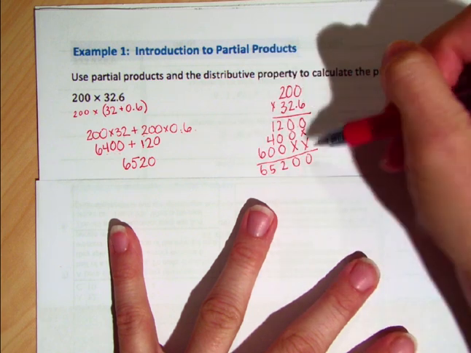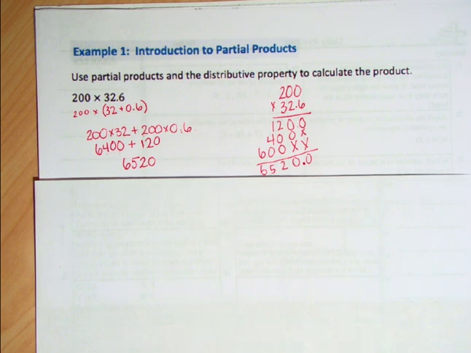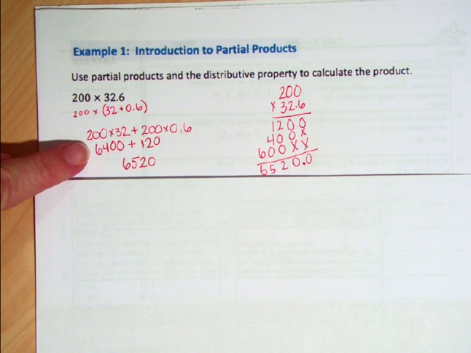We had one decimal place, so we're going to move over 1, and there is our 6,520. So it works the same way. This one was just a little bit simpler, and so it will be a lot easier.